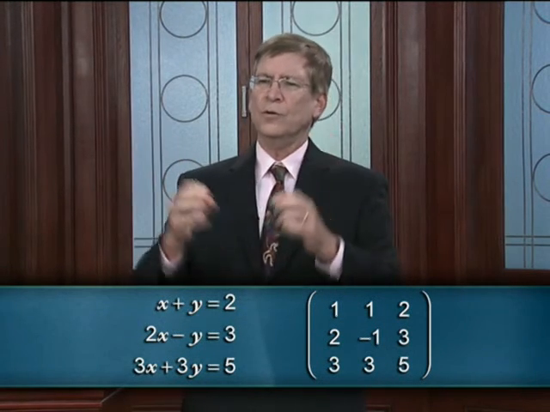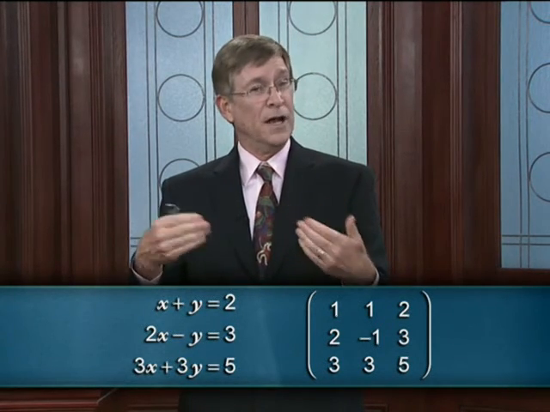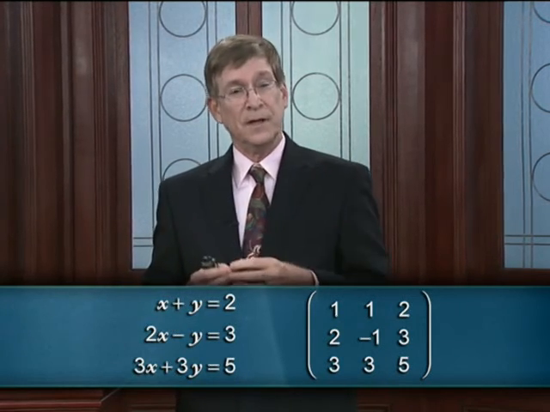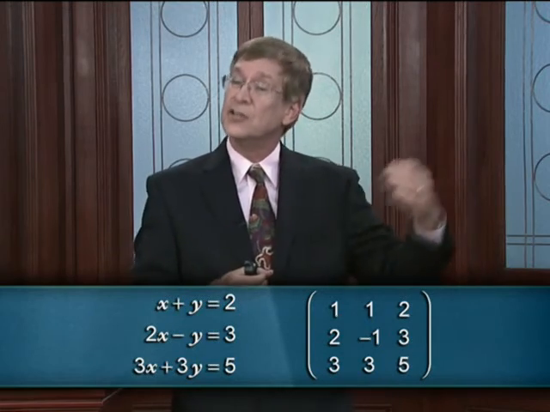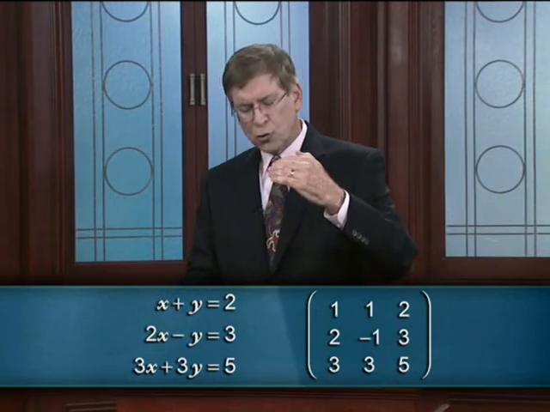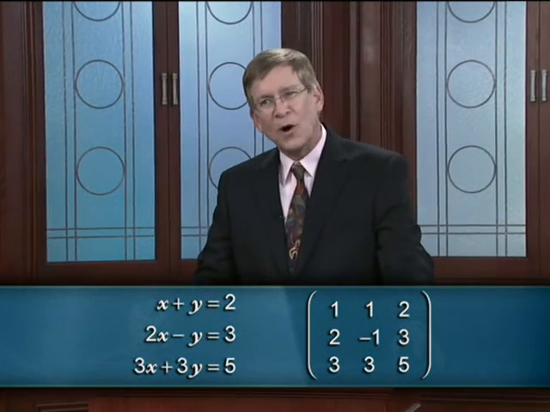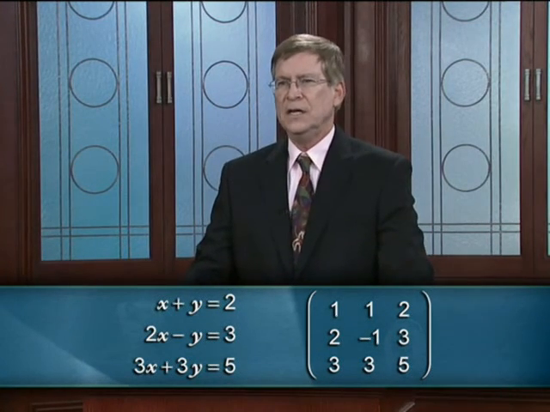Well, the first row would be the first equation. And if we're using, say, x and y as our variables, it would be x plus y equals 2. That third column is the right-hand side. It consists of the constants. What about the second row of the matrix? What does that correspond to in terms of equations? Right, 2x minus y equals 3, and then the third one is 3x plus 3y equals 5.